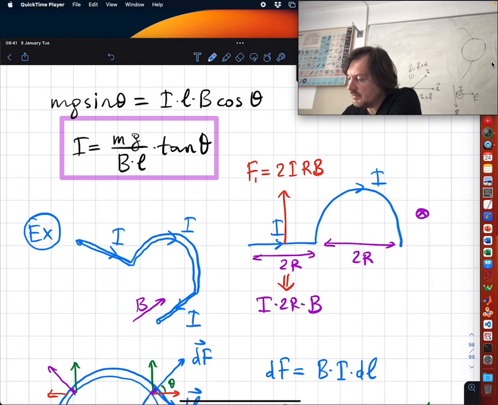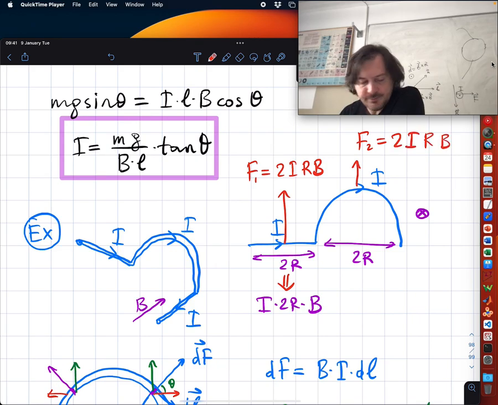As you can see, the force due to this one is also 2IRB. So it's the same. And the total force is 4IRB. But what is interesting is that the straight wire having a length 2r and something that is bent have the same force. Yeah, but the forces, are they in the same direction? They are in the same direction. So we sum up the forces.